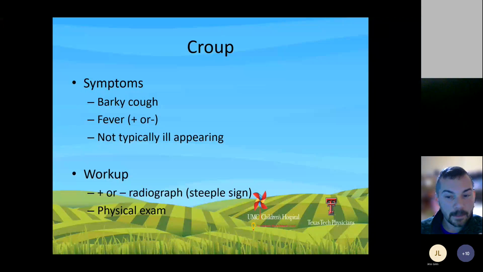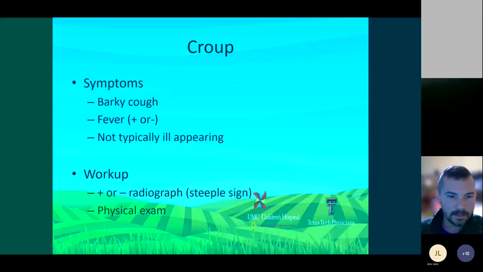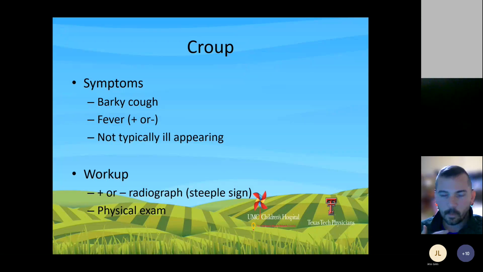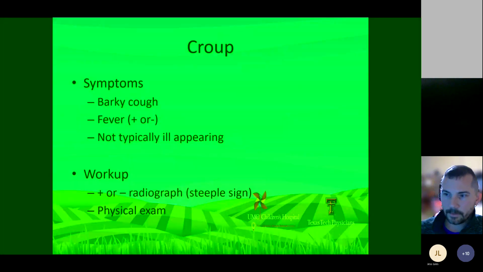And again, exam. What does your exam findings show you? Is there anything else going on wrong with this child? Do the lungs sound good? Are they coarse? I mean, what else is going on with your exam? But typically, the barky cough is a good indicator that you're on the right path.